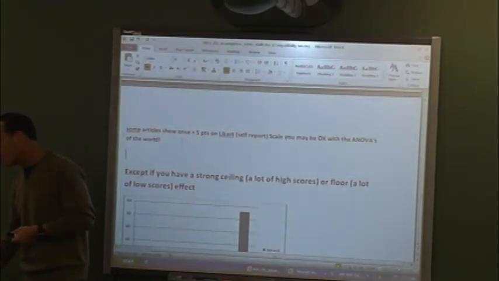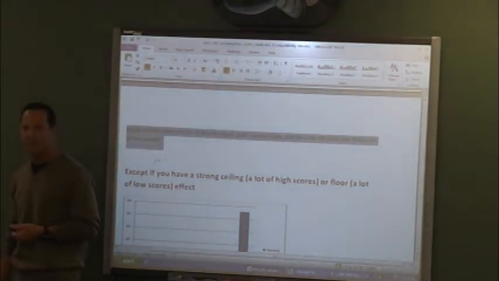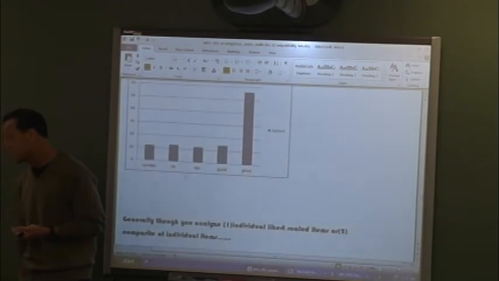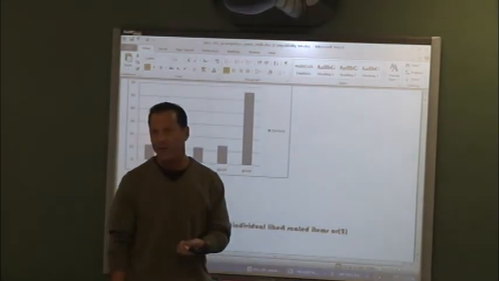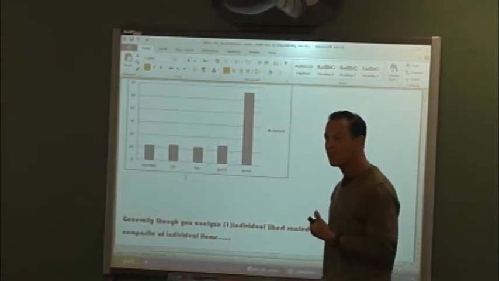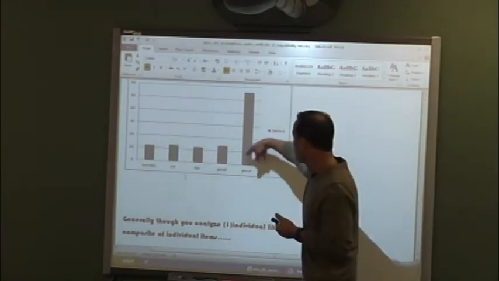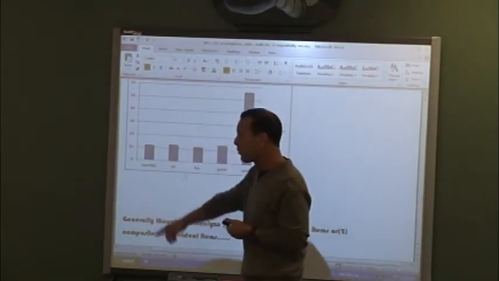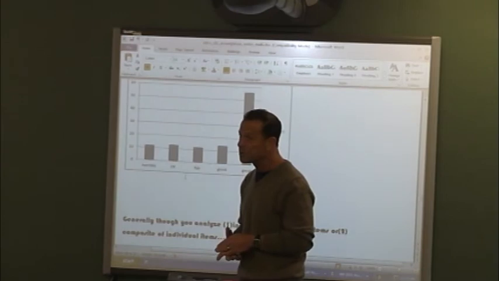Now, Linda Muthén from Mplus says even with 5-point scales, you do pretty well with the ANOVAs of the world, the MANOVAs, unless you have this. Do you guys remember what a ceiling or floor effect is? If a lot of people said great or horrible, then things can get really screwy doing your MANOVAs.